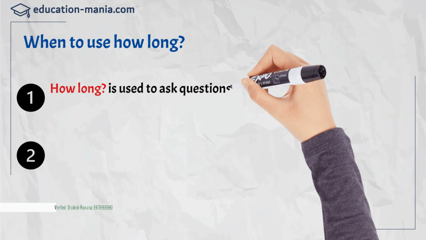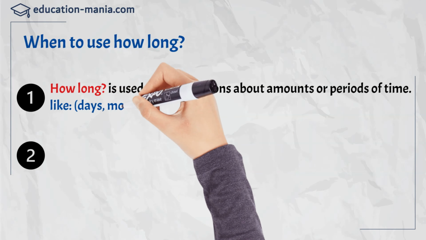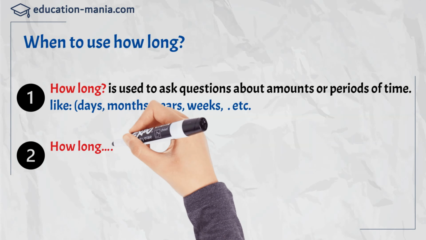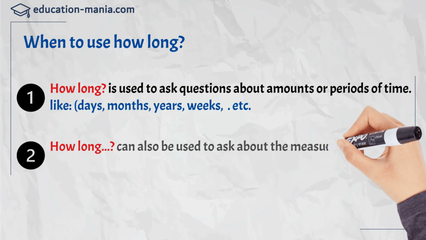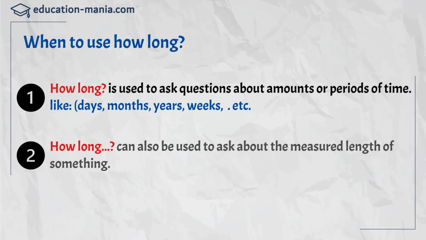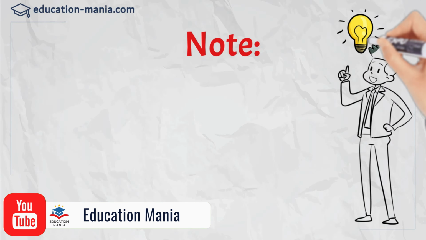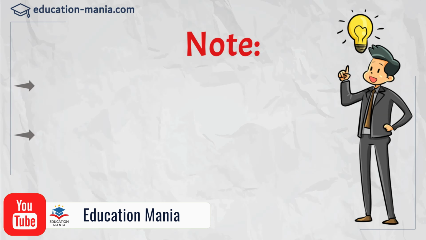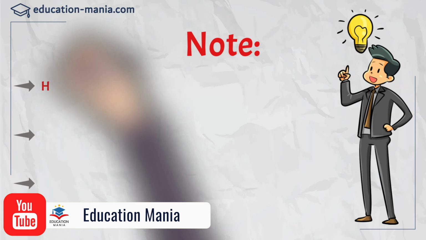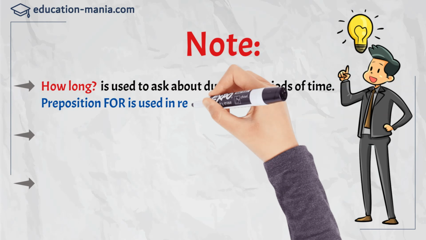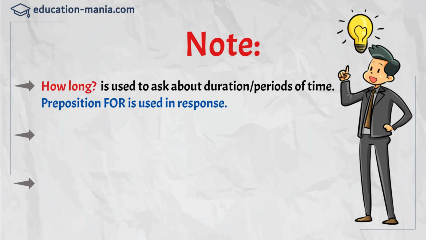How long is used to ask questions about amounts or periods of time, like days, months, years, weeks. How long can also be used to ask about the measured length of something. Note: how long is used to ask about duration, periods of time. The preposition "for" is used in response.